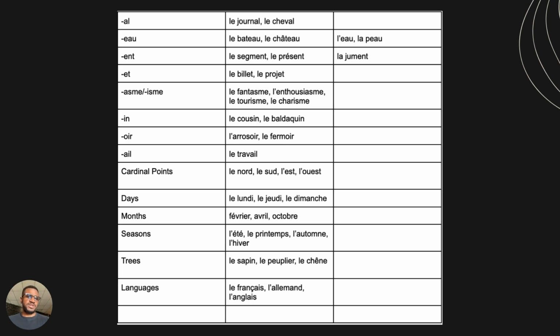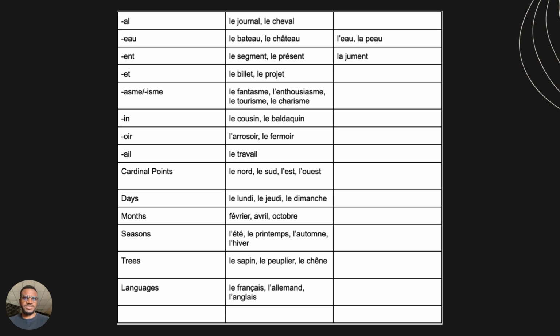But all of these next ones don't have exceptions, so we'll go through them. We have ET: le billet, le projet. Then ISME: le fantasme, l'enthousiasme, le tourisme, le charisme. With l'enthousiasme, if you notice, there's already an elision going on there because you have two vowels that are clashing.